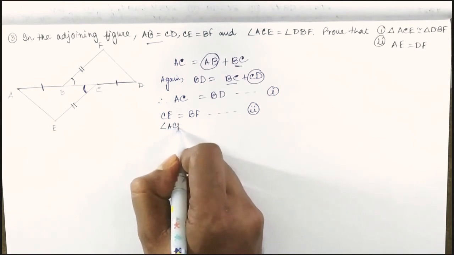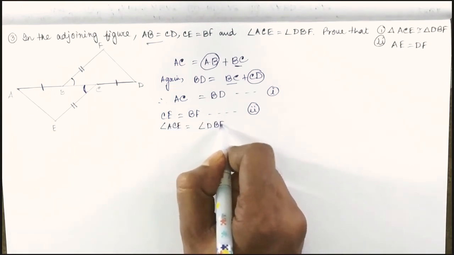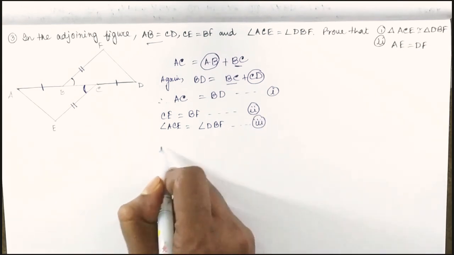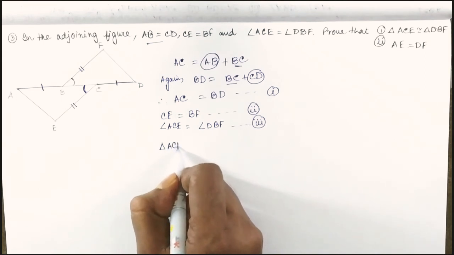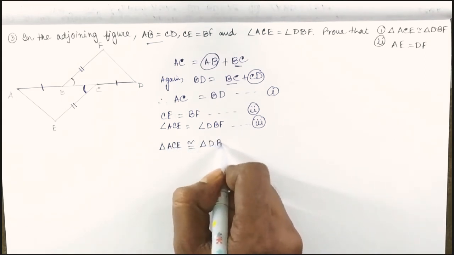So let's write angle ACE equal to angle DBF. This is our point number 3. So from here we can conclude that triangle ACE is congruent to triangle DBF.